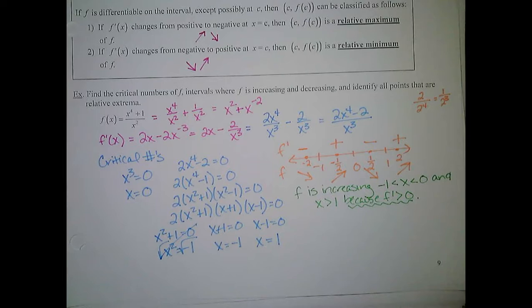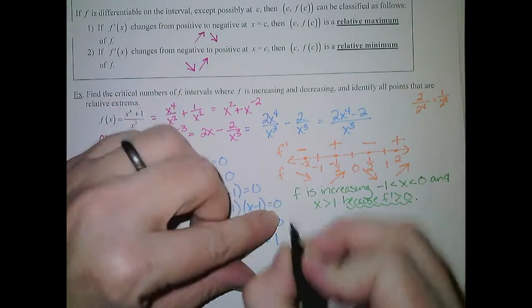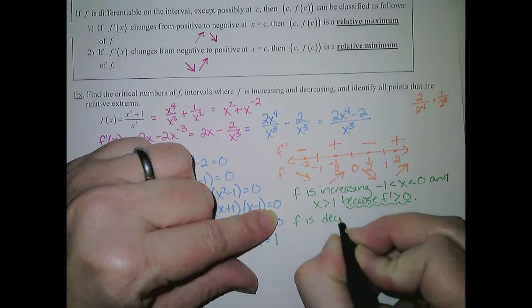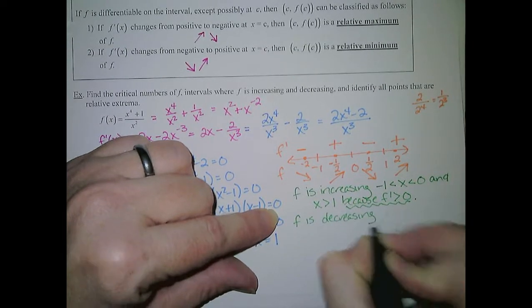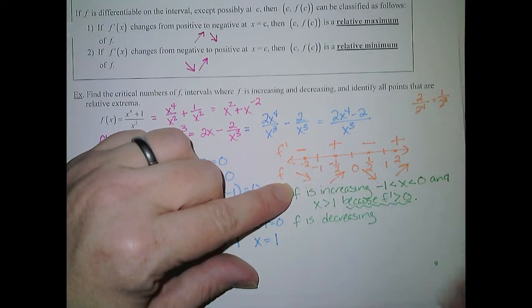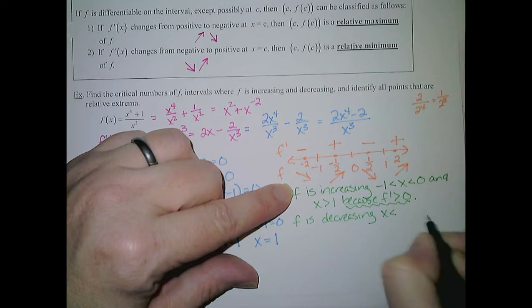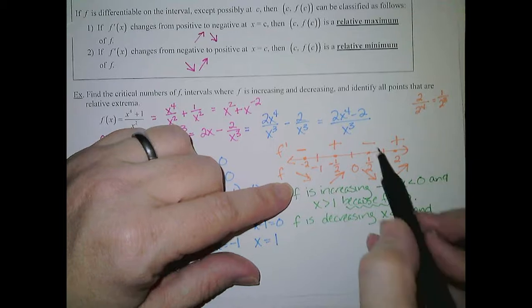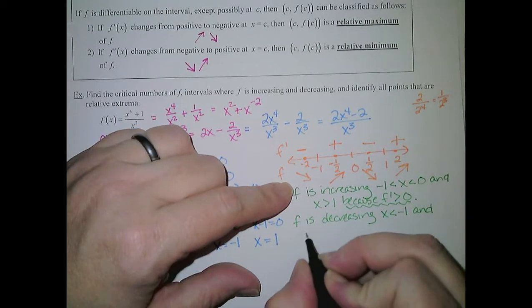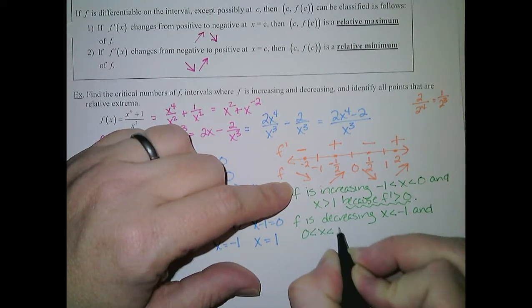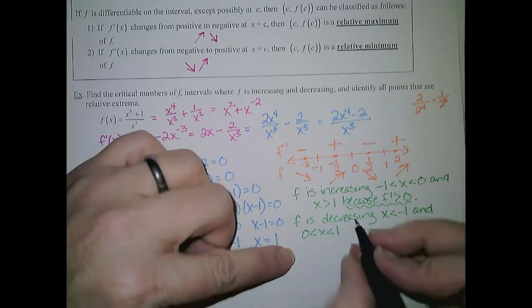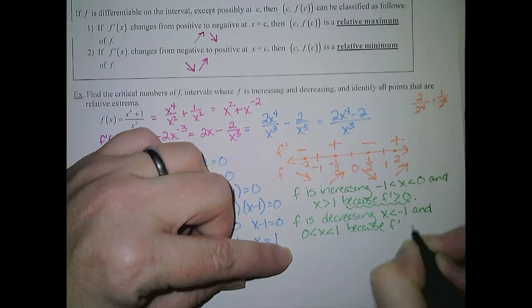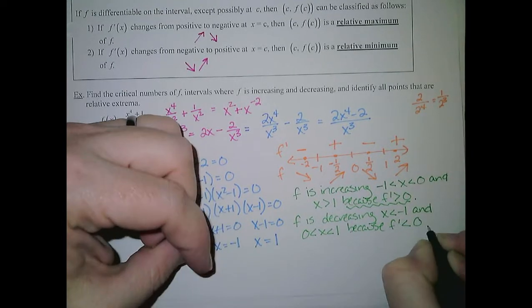They also want us to find where it's decreasing. We know that f is decreasing everywhere that x is less than -1. So for all x values less than -1. And we also know that it's decreasing between 0 and 1. So all of the x values between 0 and 1. And again, we know that this time because the derivative of f is negative or less than 0.